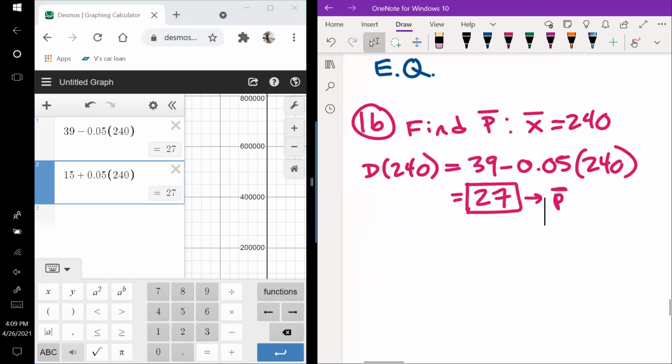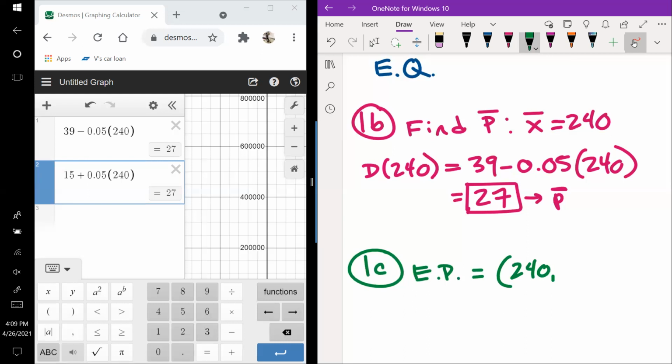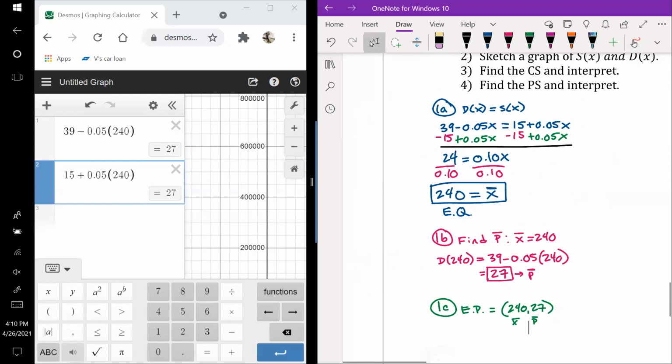And step C says state our answer as the equilibrium point. So our equilibrium point is going to be 240, 27. There's our x bar, p bar. All right, not bad.